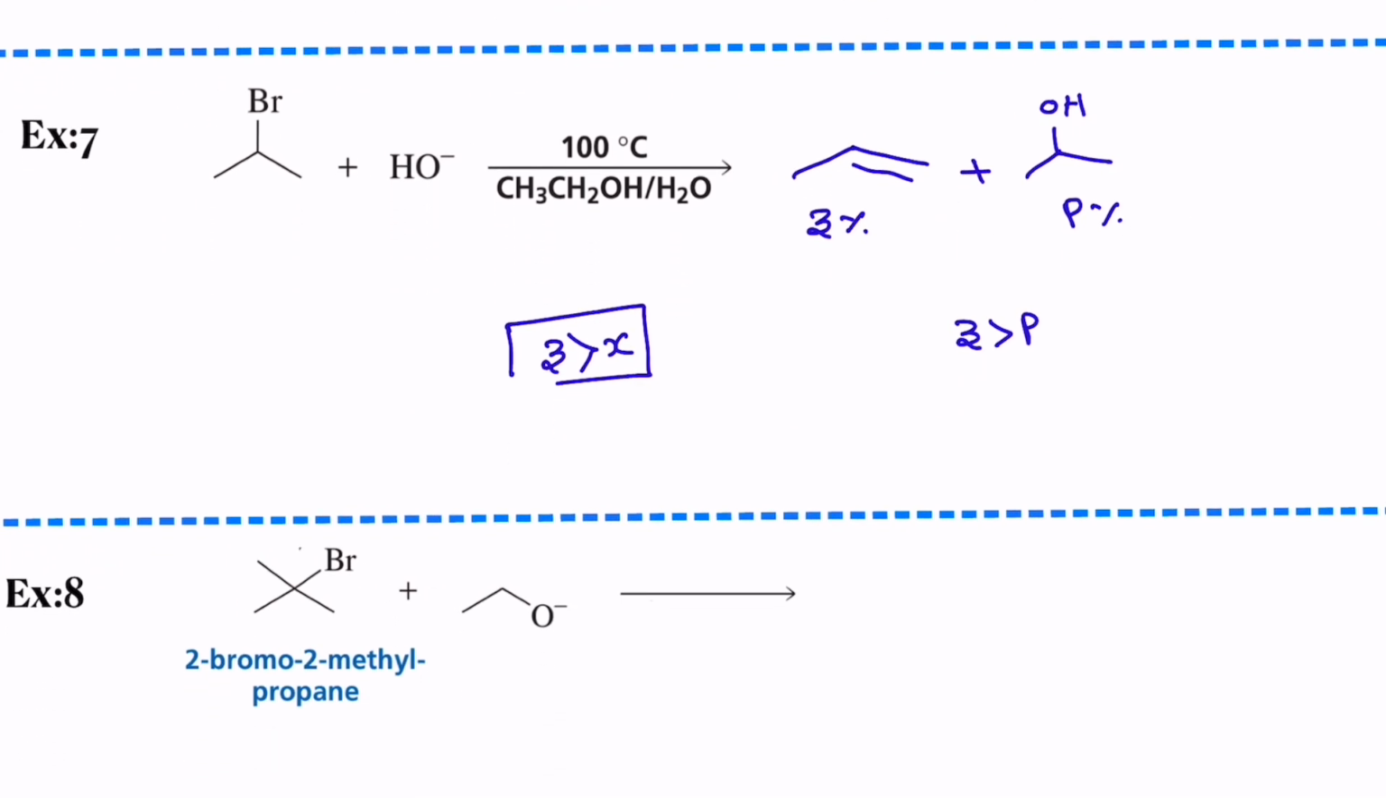And if you see a tertiary alkyl halide, SN2 is not possible. Therefore, it undergoes only E2 reaction. Hence, the product will be isobutylene.